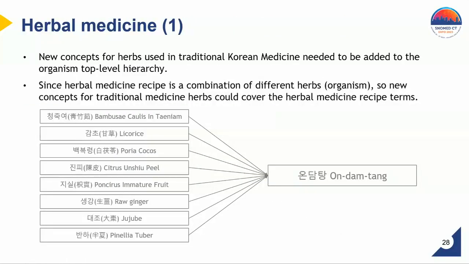When mapping concepts for herbs and herbal medicine recipe, we should add new concepts under organism top-level hierarchy describing traditional medicine-specific herbs. Since herbal medicine recipe is created in combination of various herbs, concepts for herbal medicine recipe itself could be covered by leveraging concepts describing herbs.